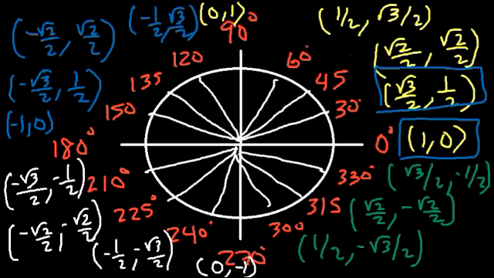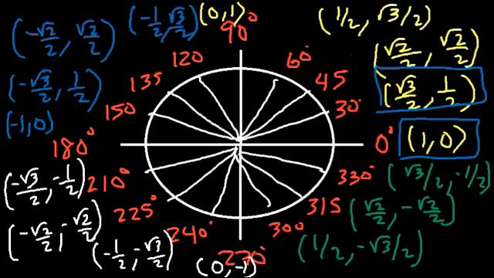So x and y are positive in quadrant 1. In quadrant 2, x is negative, y is positive. In quadrant 3, x and y are both negative, but in quadrant 4, x is positive, y is negative. So that's the unit circle. But sometimes it may be difficult to memorize the unit circle. So there's another technique that can help you if you need to evaluate a sine, cosine, or tangent function.